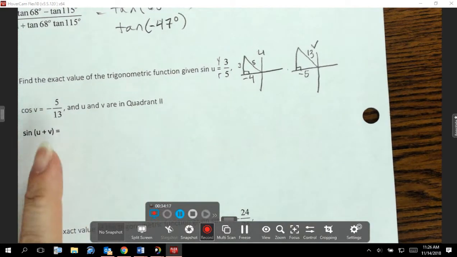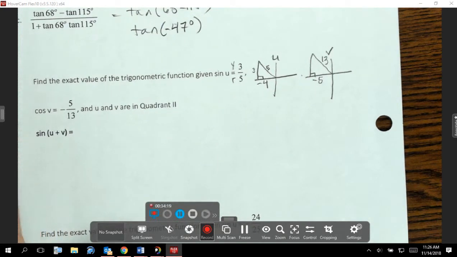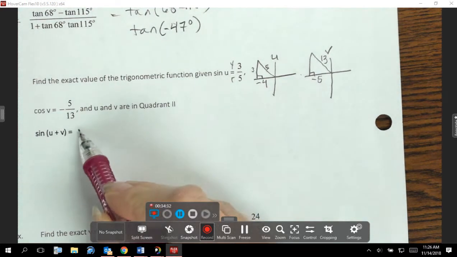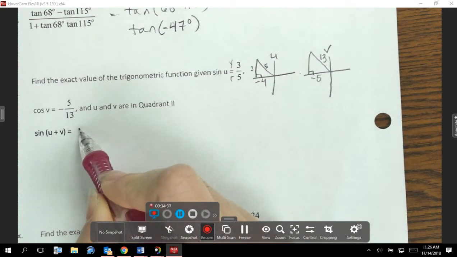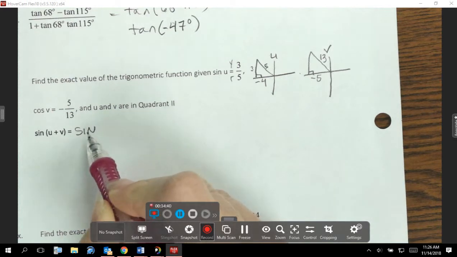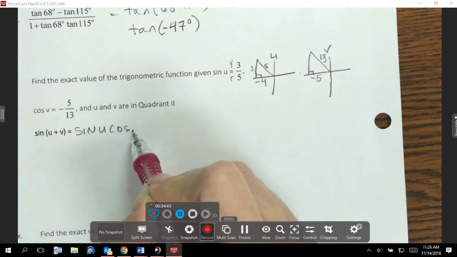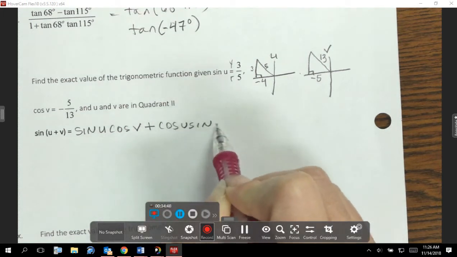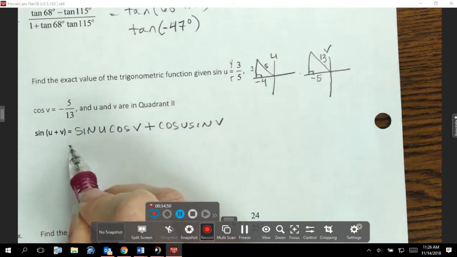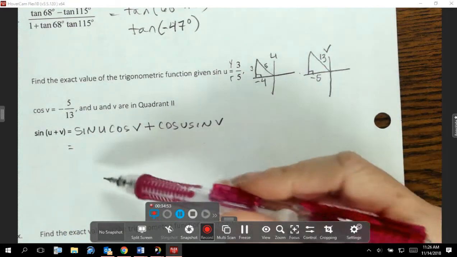So now we just have to do the sine of u plus v. Do you know the angles? You could find them, but it's going to be a decimal, and we need to do an exact. So we're going to use this formula, which I'm just going to copy so you don't have to keep flipping over. The sine formula, does it start with sine or cosine? Sine. And it's sine u cosine v plus cosine u sine v. That's the formula.